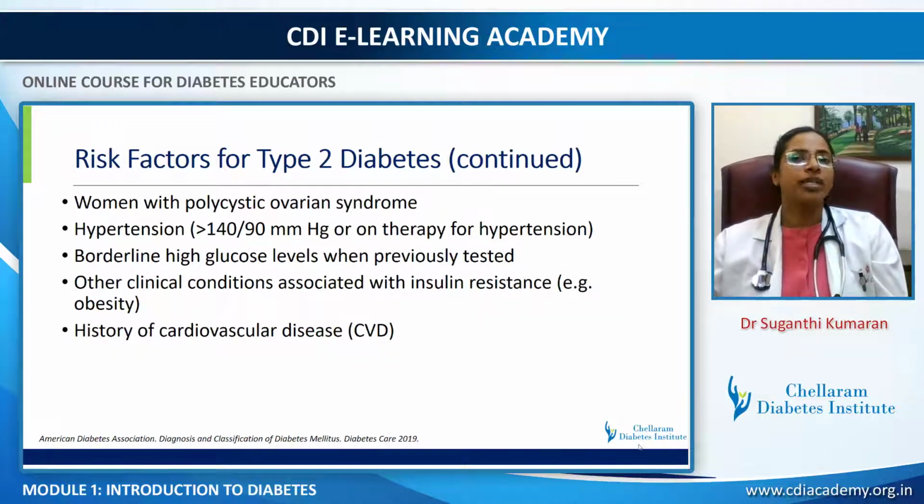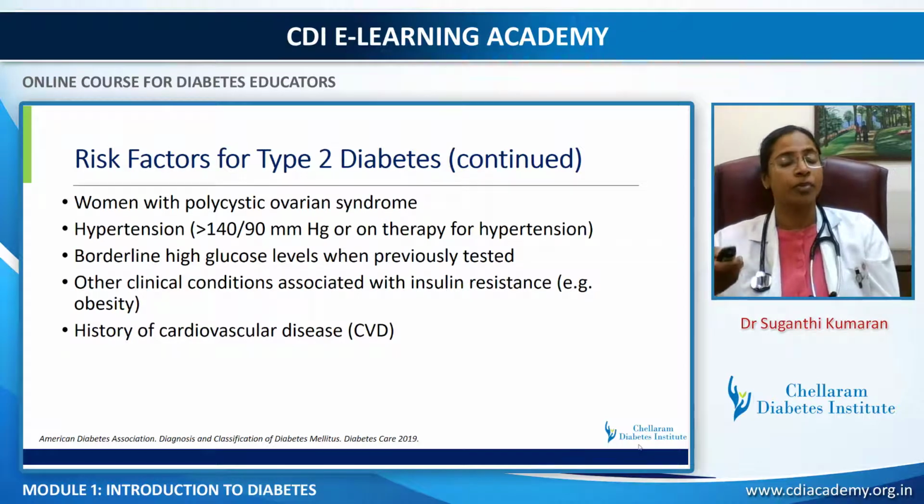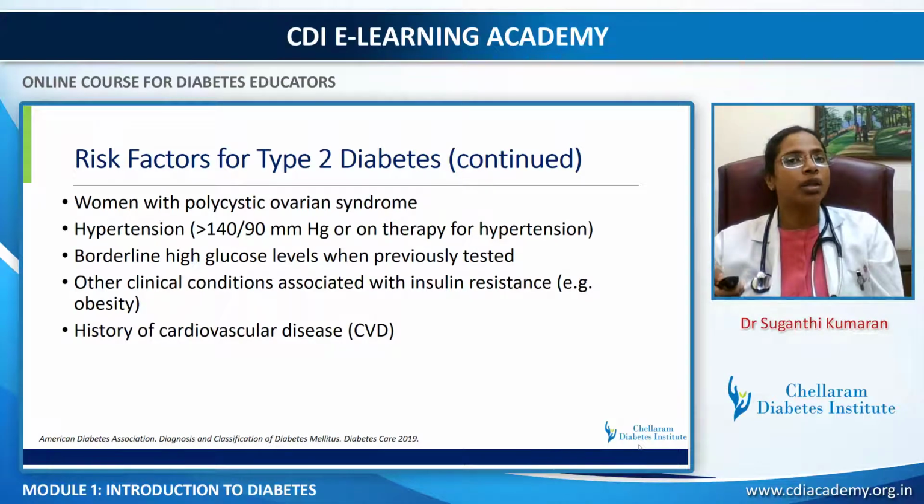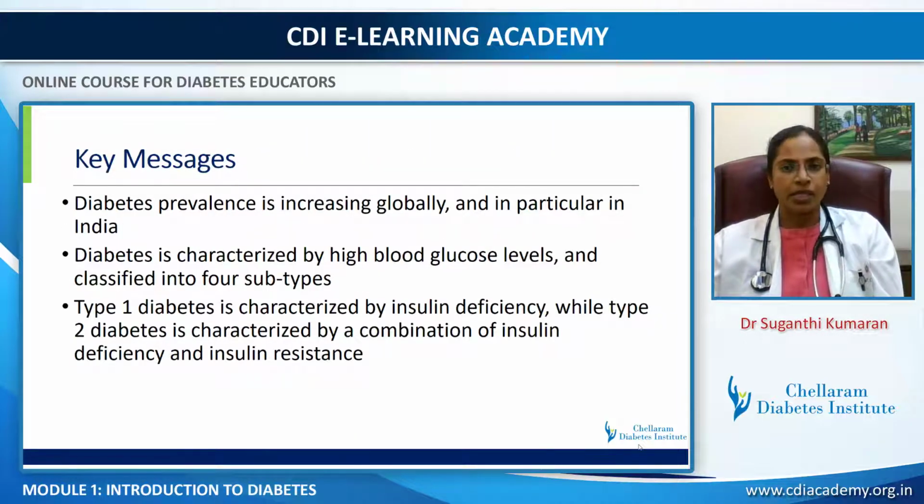Women with polycystic ovary syndrome, patients with hypertension more than 140 over 90 millimeters of mercury, or who are on treatment for blood pressure. If the patient has a history of borderline high glucose, they are also at risk for developing diabetes at a later date. Other clinical conditions associated with insulin resistance, as I mentioned earlier, obesity, and another risk factor is history of cardiovascular disease. So what are the key messages?